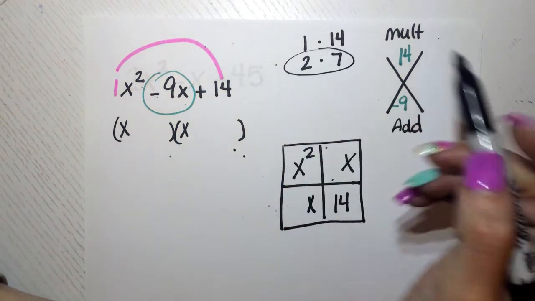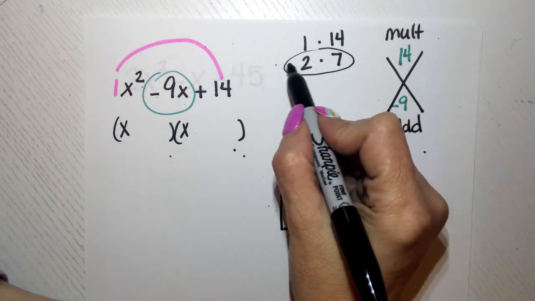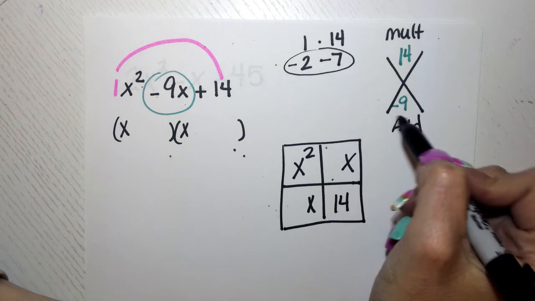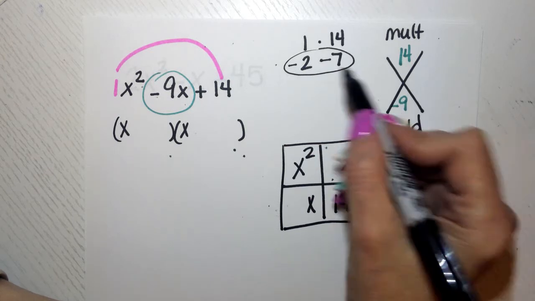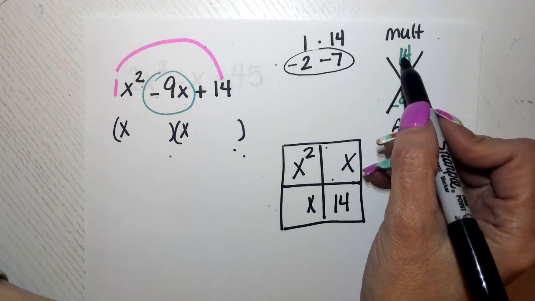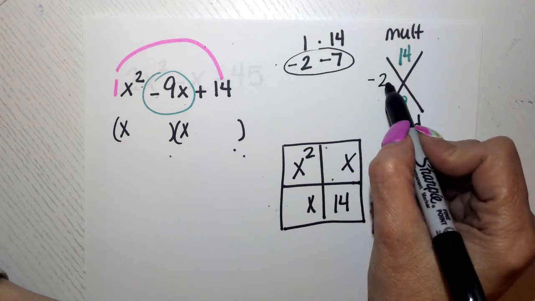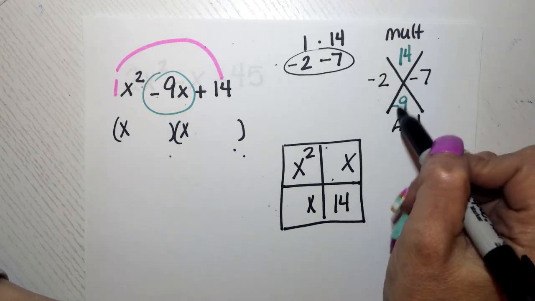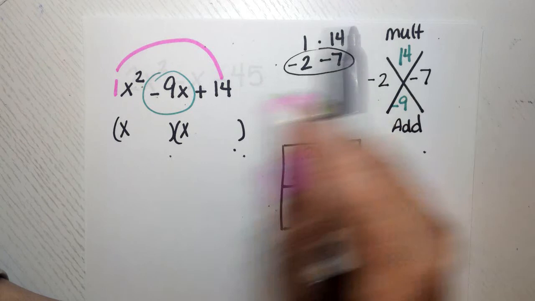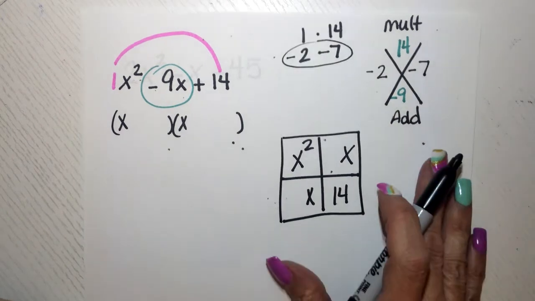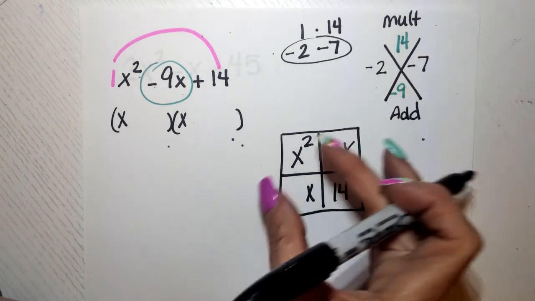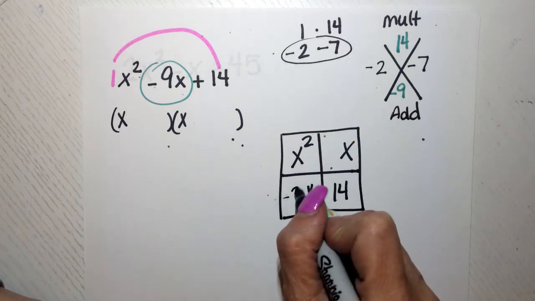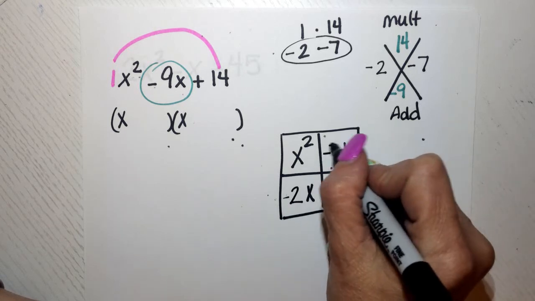How can I get 7 and 2 to add up to negative 9? Well, they're both going to have to be negative. Negative 2 and negative 7 add up to negative 9, and they multiply to give me a positive 14. So I'm going to put negative 2 and negative 7. Those add to give me negative 9 and multiply to give me 14. Okay, so I'm going to take these two values and put them down here. And again, it does not matter where you put them. I'm going to put the negative 2 at the bottom and the negative 7 at the top.